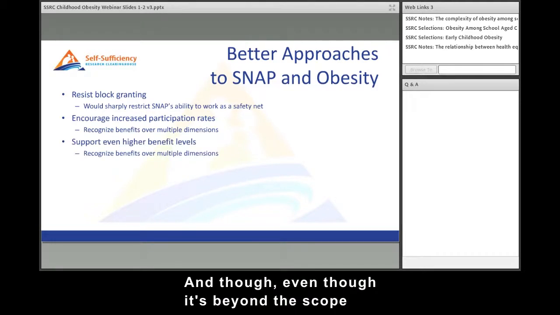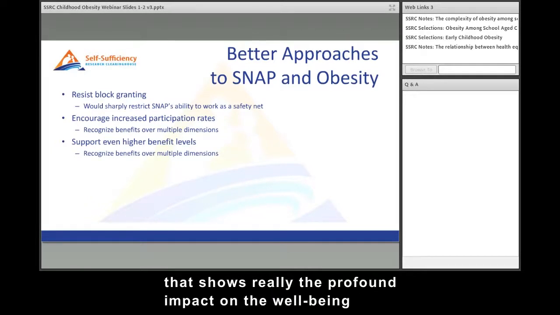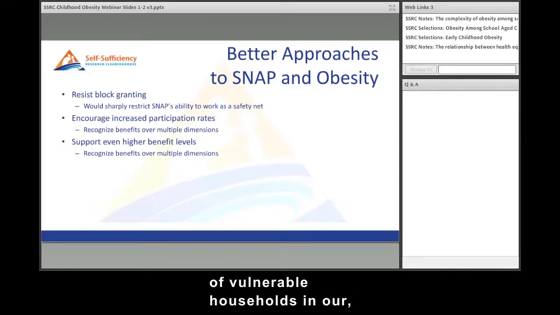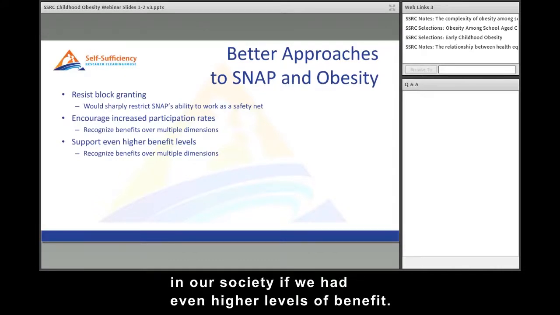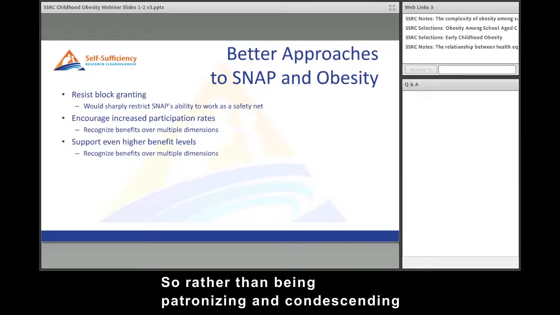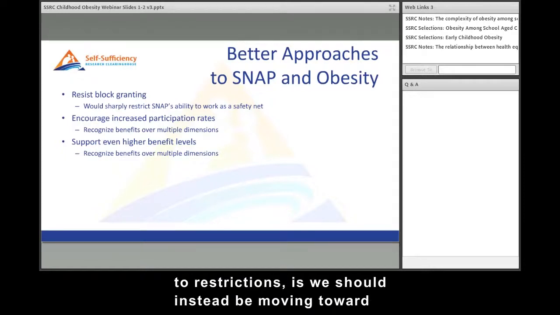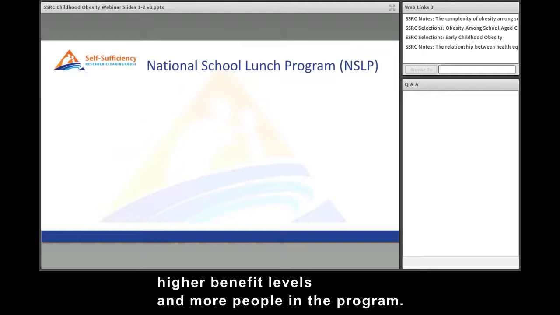And even though it's beyond the scope of what I'm talking about today, we have some other work that shows the profound impact on the well-being of vulnerable households in our society if we had even higher levels of benefits. So rather than being patronizing and condescending towards low-income households by restricting what they can eat, we should instead be moving towards higher benefit levels and more people in the program.